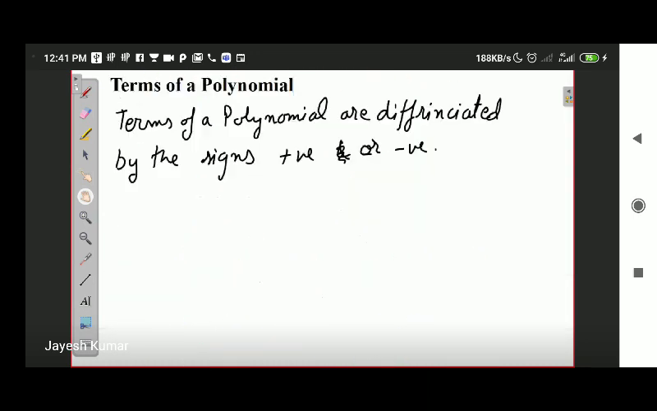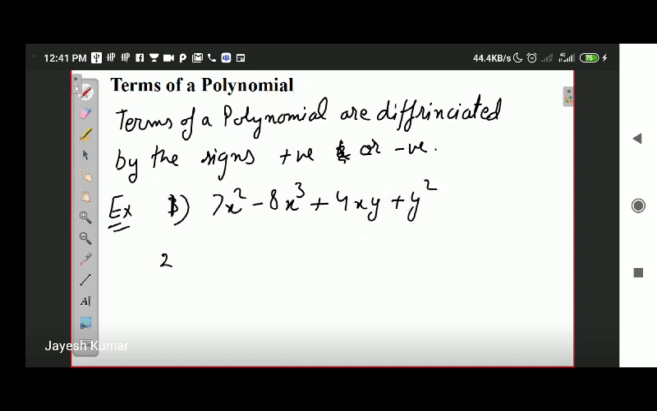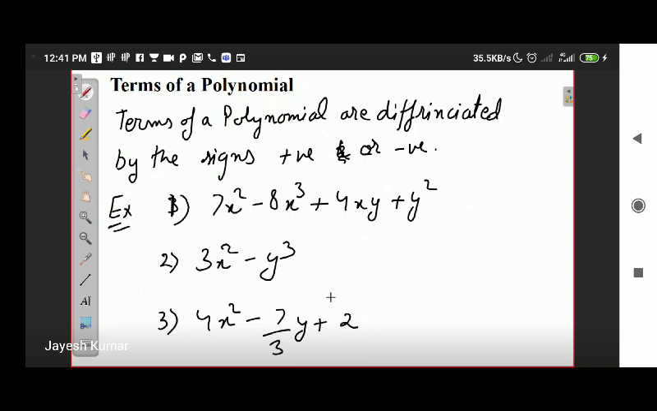Okay, let me write down some examples for you. I will write down 3 examples and we will see. First one will be 7x square minus 8x cube plus 4xy plus y square. Second is 3x square minus y cube. And third will be 4x square minus 7 upon 3 y plus 2. Let me show you how on the basis of example we can determine the number of terms.